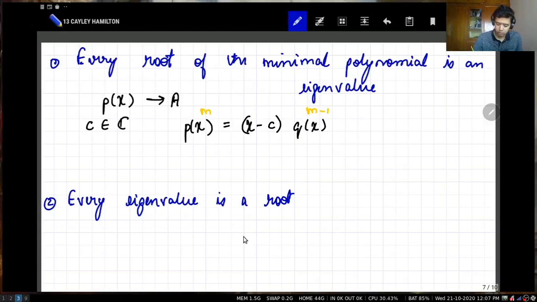So now I claim the following. There should exist a vector u in C to the n such that Q of A times u, let's call this v, is not equal to 0. So there should exist some vector u which is not killed by Q of A. I want you to pause the video and think about why this particular statement is true.